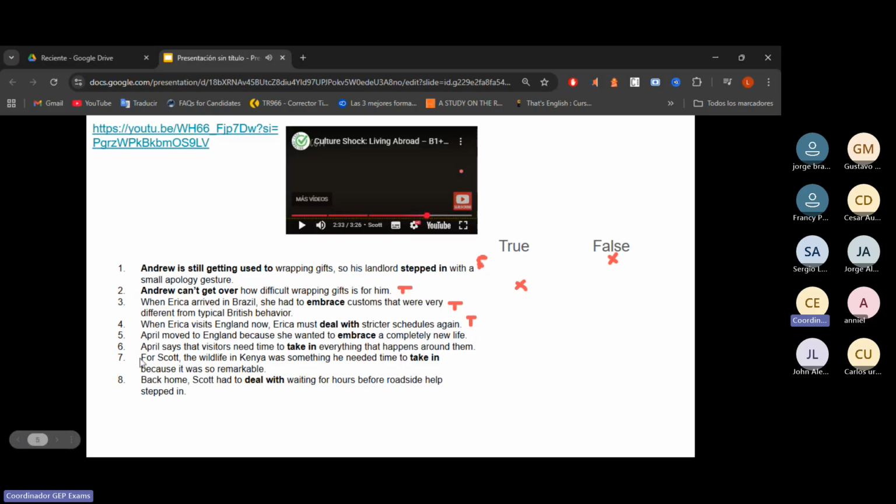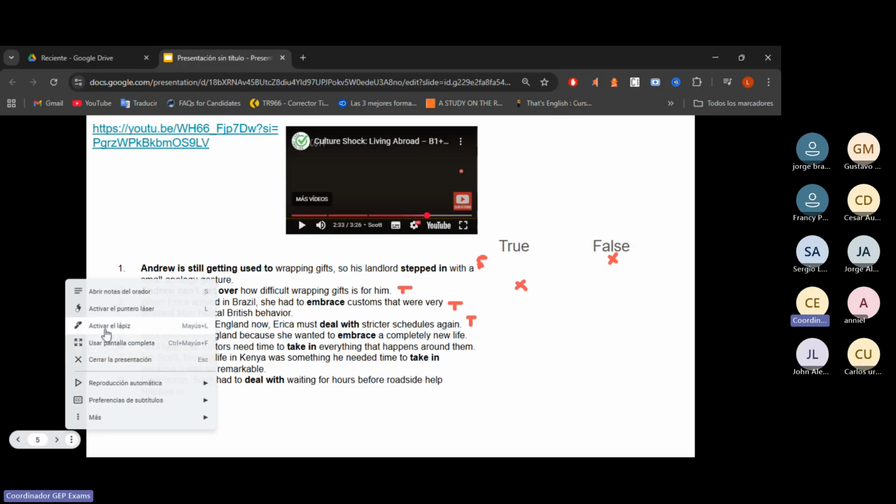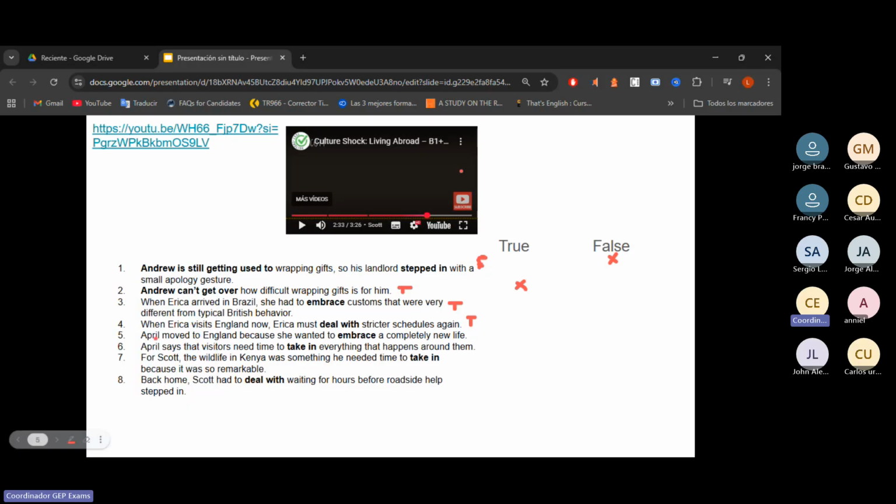Carlos: April moved to England because she wanted to embrace a completely new life. I think it's false. Okay, so you say it's false. So Anil, what do you think? True or false? I think it's false because April moved to Vietnam. Okay. Does everyone agree with this answer? I agree. Okay. Yes, that's the answer. Yes, this is false.